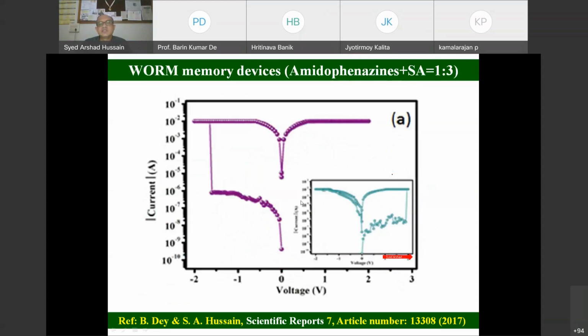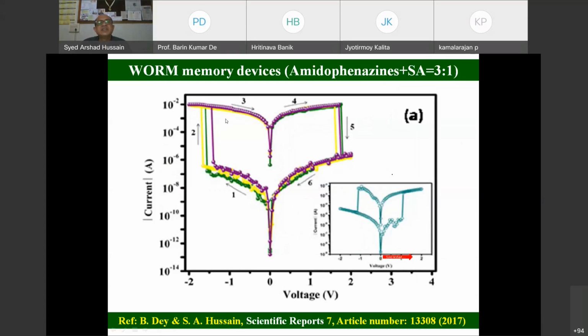So here you can see that we have assembled the phenazine and stearic acid with a composition ratio of 1:3 mixing ratio. And here we have seen that the device shows WORM, that means write once, read many type of property, and it can be used for organic ROM application in future.